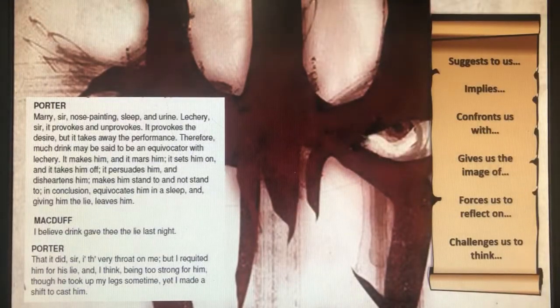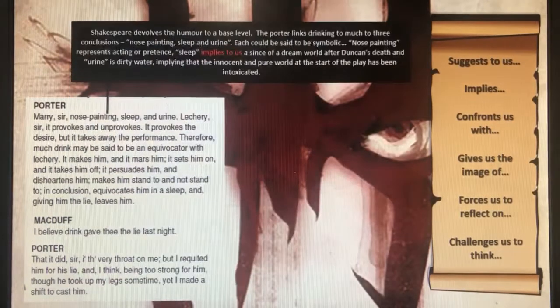Let's look a bit closer then at the exchange between Macduff and the porter. Shakespeare devolves the humour to base level. The porter links drinking too much to three conclusions: nose painting, sleep and urine. Each could be said to be symbolic. Nose painting represents acting or pretense. Sleep implies to us a sense of a dream world after Duncan's death. And urine is dirty water, implying the innocent and pure world at the start of the play has been intoxicated.